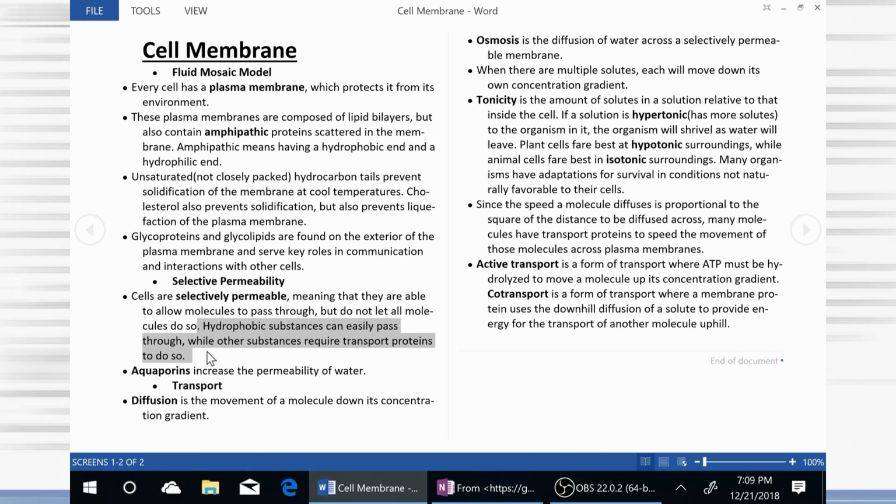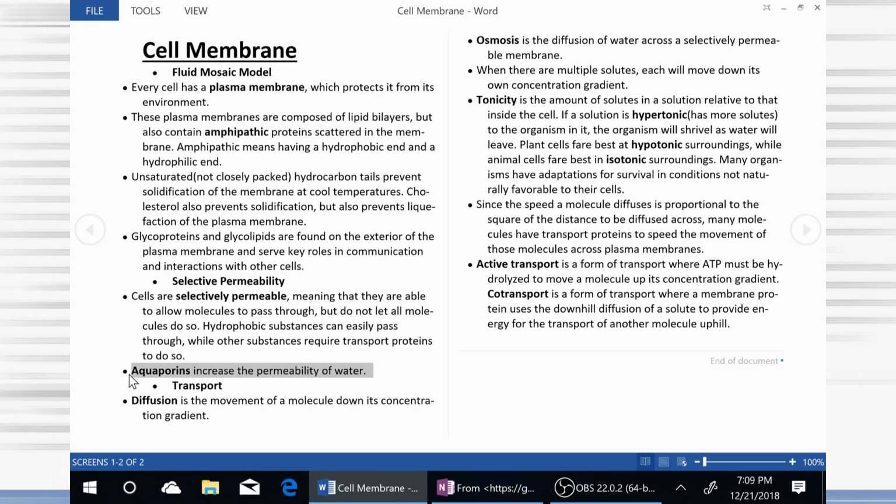So hydrophobic substances tend to pass through easily because the interior of the cell membrane is hydrophobic due to the fact that the hydrophobic tails are all pointing towards each other, so that makes that area hydrophobic. But certain other substances that are crucial to cells, such as various ions and water, require transport proteins because they do not pass through hydrophobic areas as well, because they tend to be hydrophilic.